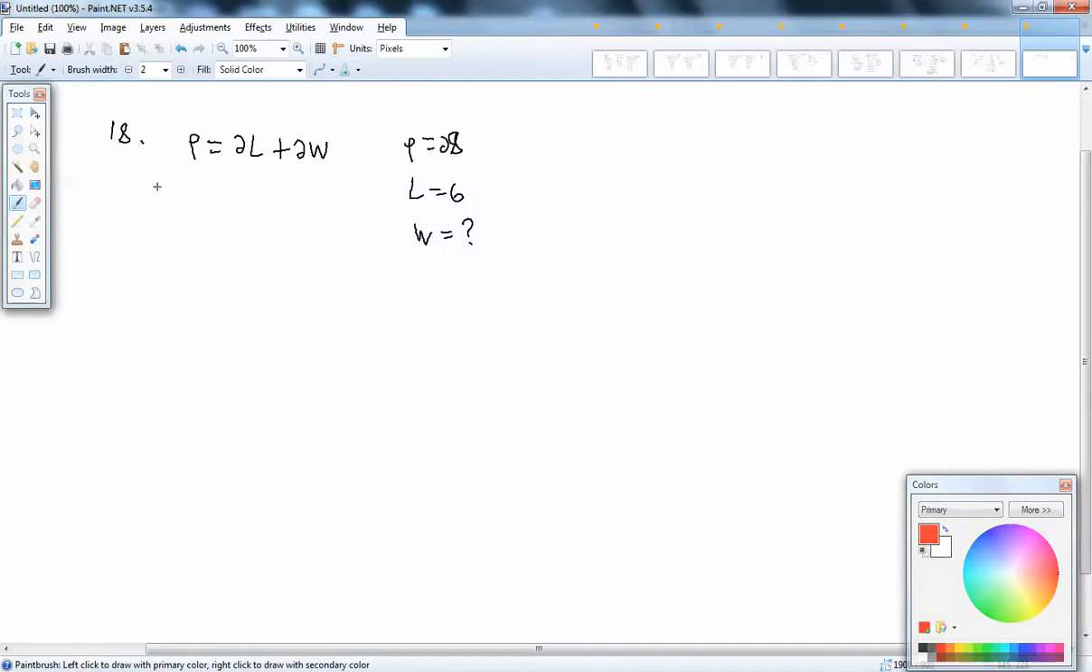First step is get rid of parentheses, don't have any. Second step is get rid of fractions, don't have any. Third step, get everything with the variable we're solving for on one side, everything else on the other side. So I'll take this 2L, move it over. And it becomes a negative 2L. Step 4, we don't have to do. We don't got 2 W's over here.